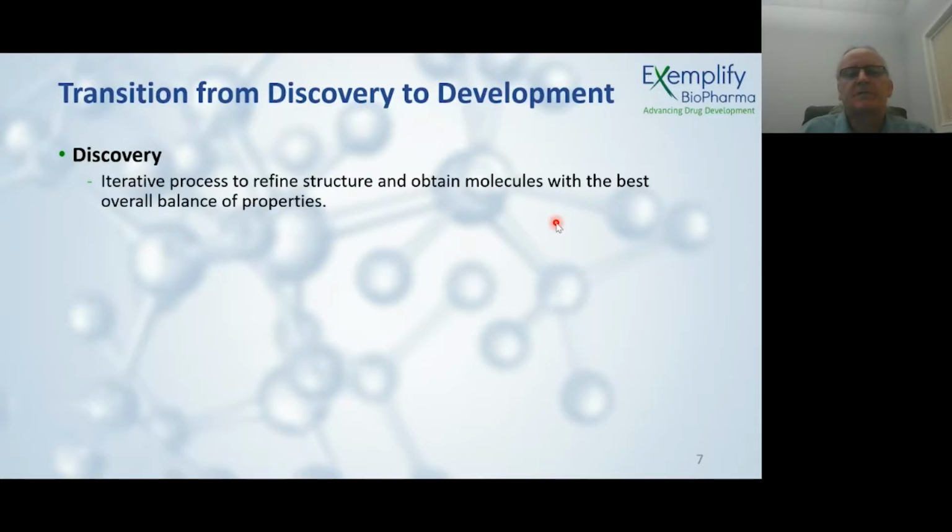I have just some simple definitions, so if you're a medicinal chemist, don't take offense at my simplistic definition, but in a sense, the discovery process, if you want to call it that, is pretty much an iterative process. You're trying to refine a structure or a core molecule with the right features to get the best overall balance of properties. And those properties are obviously things like potency, selectivity, and so forth, but there are a lot of properties that need to be considered to have a successful drug molecule.